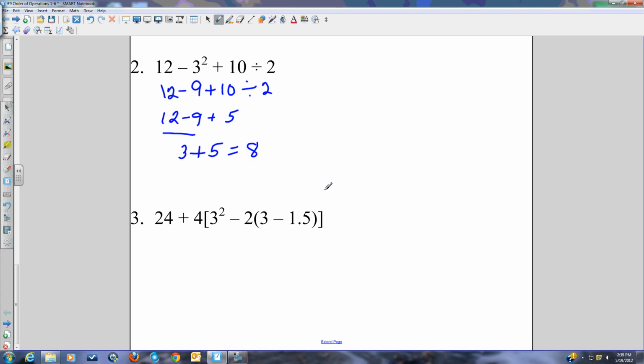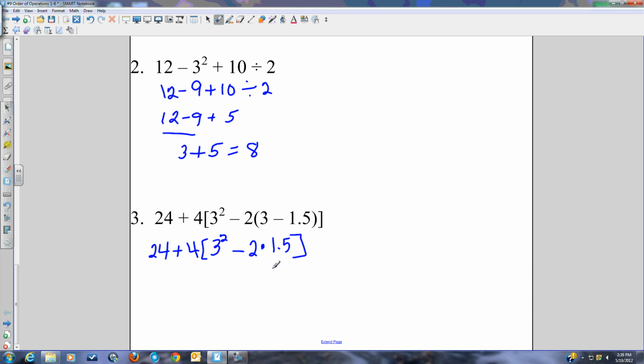Next, here's PEMDAS that we're going to use for this problem, where the parentheses is where we start, but notice we've got 2 sets of parentheses. The innermost parentheses are where we begin. 3 minus 1.5 is 1.5. We'll write down everything else. This minus 2 is multiplying that 1.5, so we'll write that down. 4 is multiplying the bigger brackets. And now we've still got this set of parentheses.